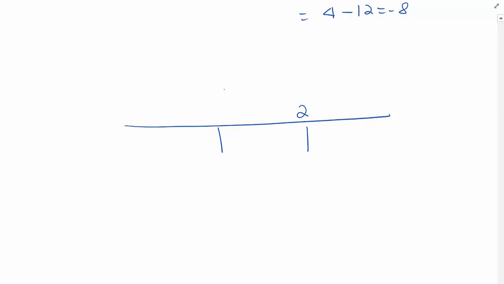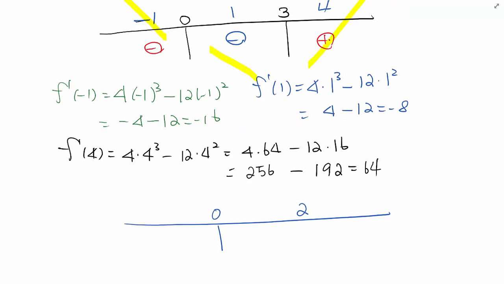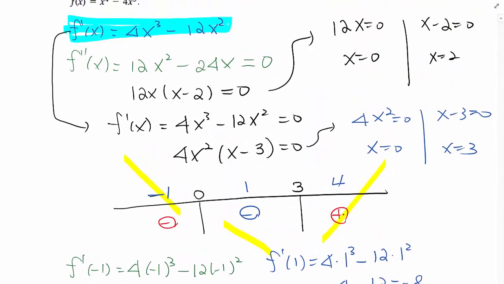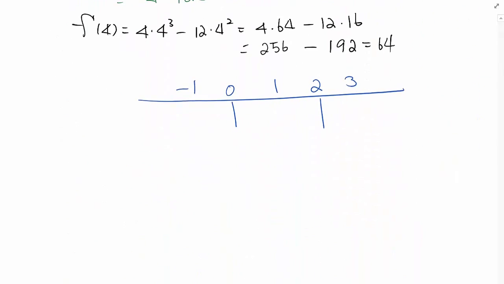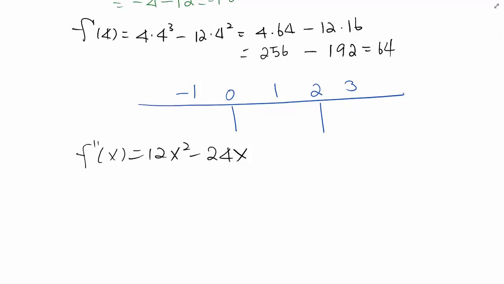Let's say negative 1, maybe 1, and 3 here. Okay, so we plug those values into the second derivative function. So what was the second derivative function? It was 12x squared minus 24x. So we plug in negative 1 first.